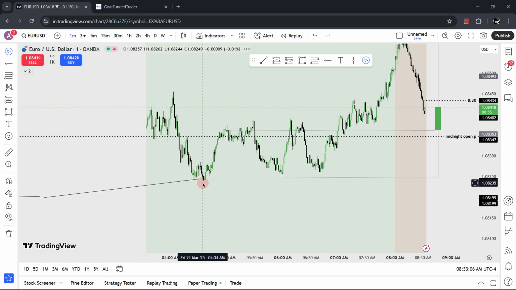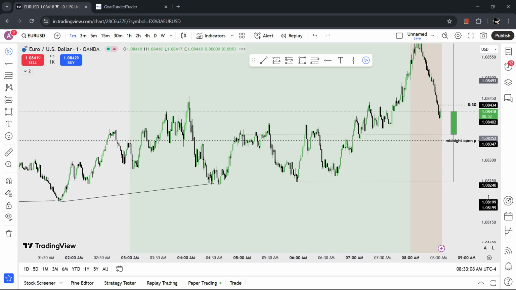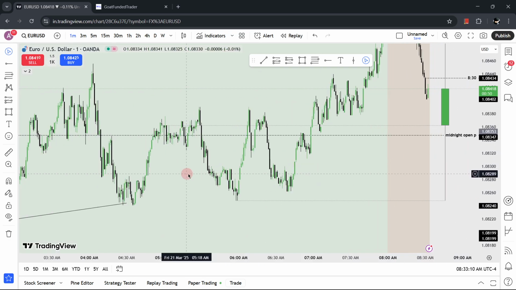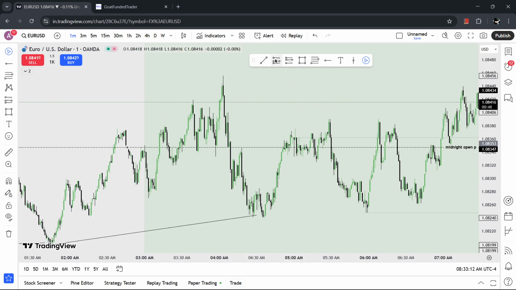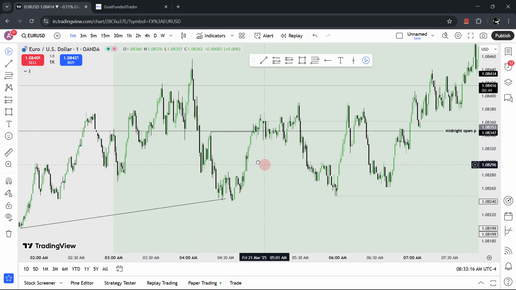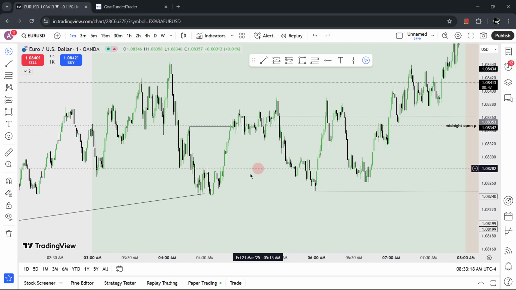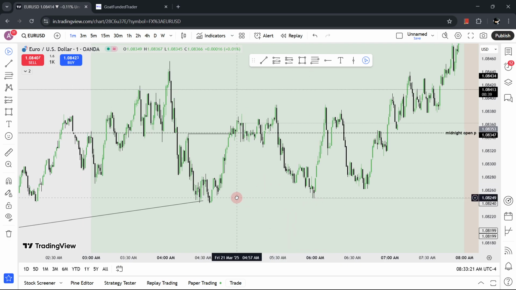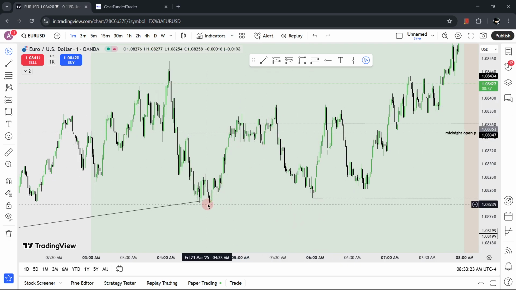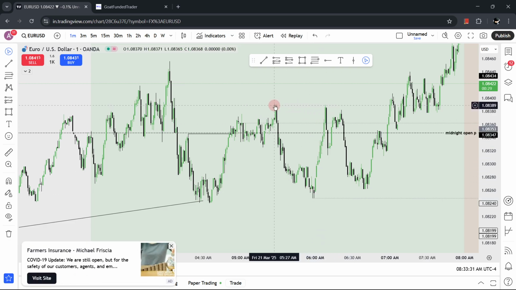I will just go to 1 minute and I will wait. At the same time, given a market structure shift here, you need to keep in mind we are just below the midnight opening price. I will wait. It just rallied up, created a short term high, again went down, rallied up, which makes relative equal highs. Okay, now the play begins.